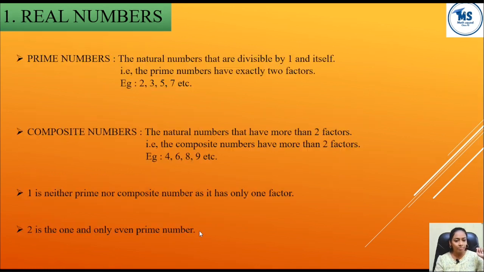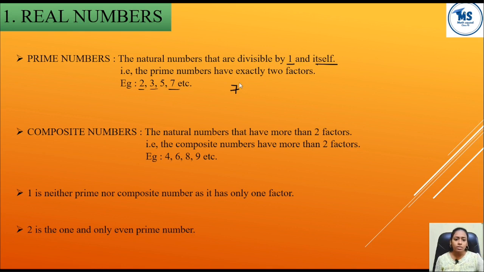So yeah, next come another two types of numbers. You have prime numbers and composite numbers. Let's see, what are prime numbers? Prime numbers are the natural numbers that are divisible by 1 and itself. The numbers that are divisible by 1 and itself are called prime numbers. Okay, so prime numbers have exactly two factors, 1 and the number itself, right? Examples we have here: 2, 3, 5 and 7. Let's take 7.